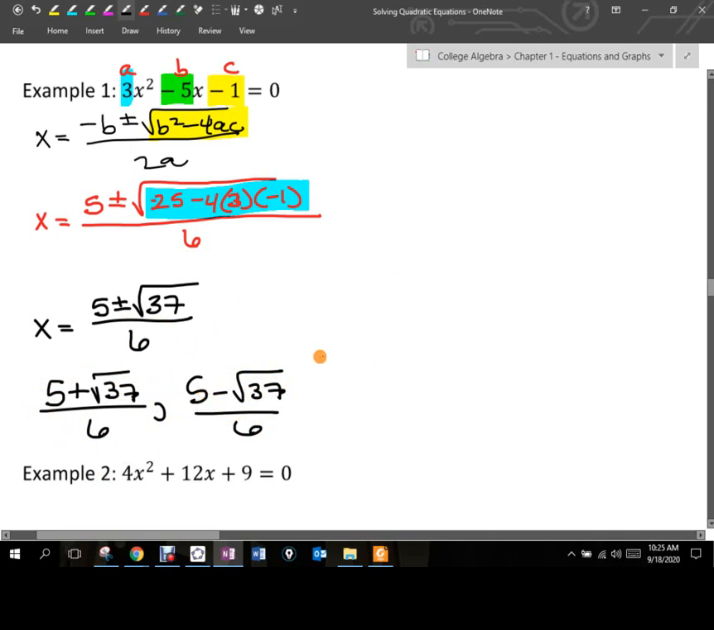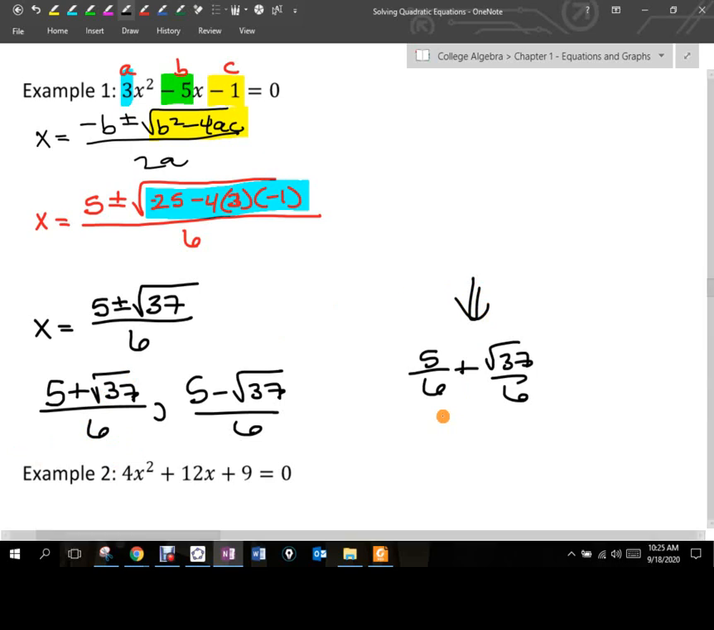You can also, I mean, there's different versions. I can write 5/6 plus radical 37 over 6. That's the same thing as this first one, right? Okay. It will accept that. WebAssign does a good job of accepting alternate versions, much better than what Math Excel was programmed to accept when we were using that. Is that all right with everybody? Okay.